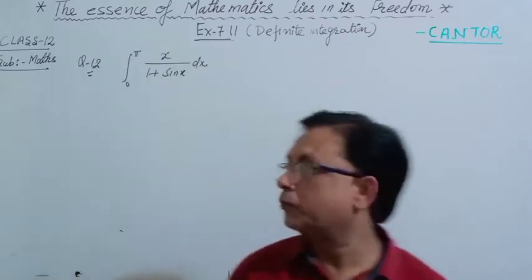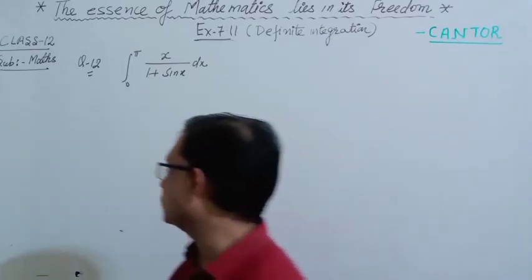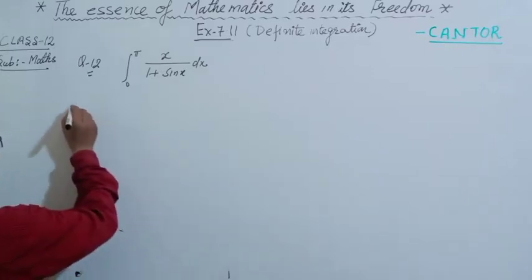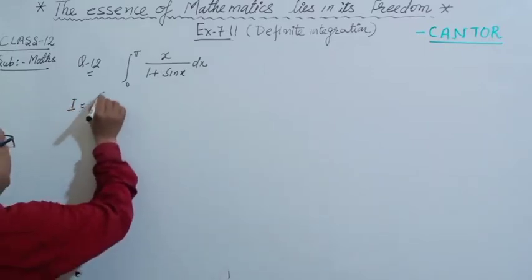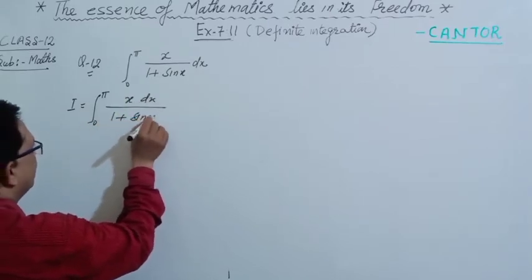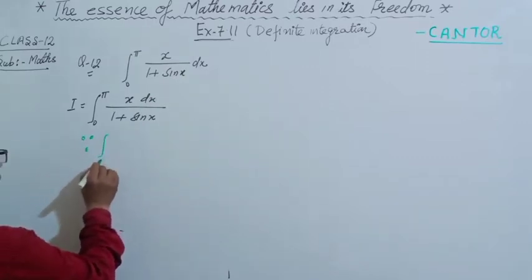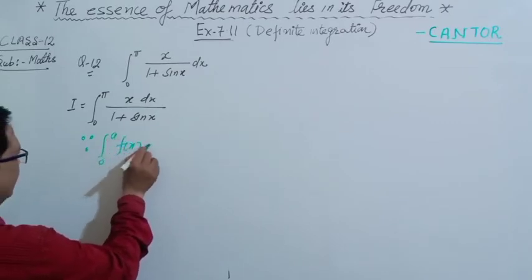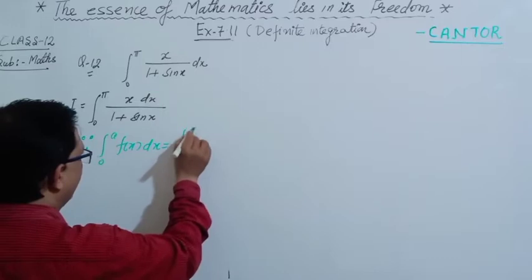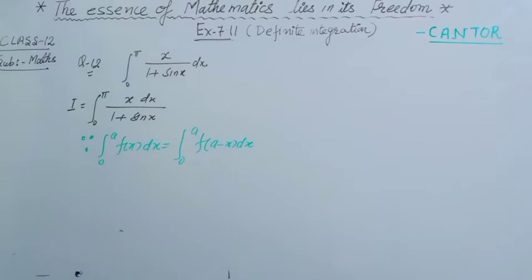Now student, we move to question number 12, 0 to a form. Okay, let's solve this question. So I is equal to 0 to pi x dx upon 1 plus sin x. Now here we apply the property 0 to a. Now we write the formula. What is the property here? So the property here is 0 to a f(x) dx is equal to 0 to a f(a minus x) dx. We use a different color.